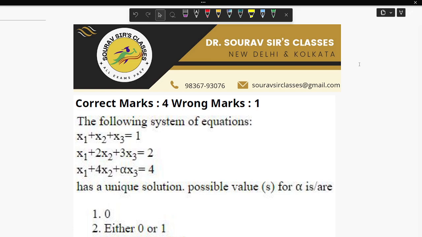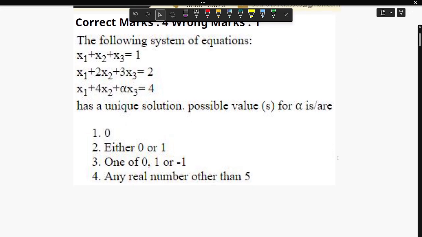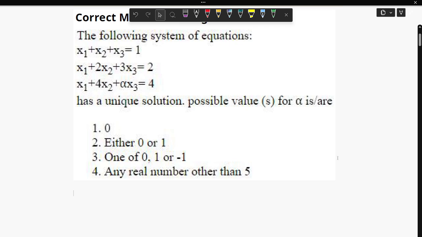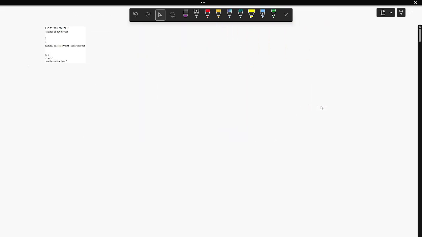Okay. So now we are going to solve a problem which appeared in the CUET data science question paper, and the question is telling us that the following system of equations x1 plus x2 plus x3 is equal to 1, x1 plus 2x2 plus 3x3 is equal to 2, and x1 plus 4x2 plus alpha x3 is equal to 4 has a unique solution. So the possible values of alpha: option A is 0, option B is telling us that either 0 or 1, option C is telling us that one of 0, 1 and minus 1, and option D is telling us that any real number other than 5. Okay, so let us solve it.